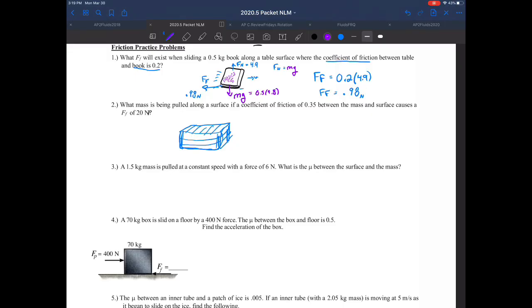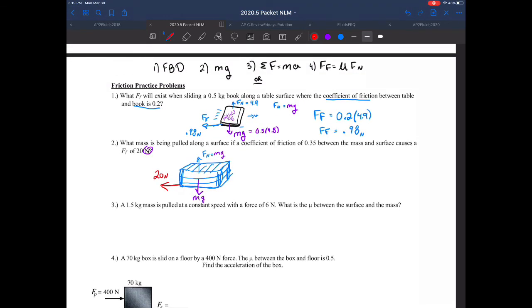Looking at this next one, it says what mass is being pulled along the surface if the coefficient of friction is 0.35 between the mass and the surface, and it causes 20 newtons of force. I think it's supposed to say just newtons, friction force. Okay, so we have some mg down. Now the normal force from the surface up will be equal to mg down because you're not in an elevator or pulling on it in any strange way. Then we'll have our friction force to the left. FF is 20 newtons. Okay, so that's step 1, free body diagram.